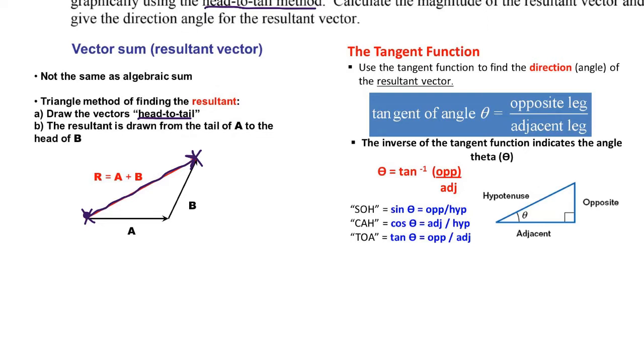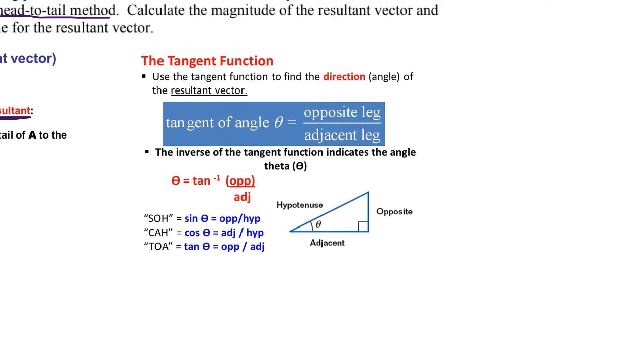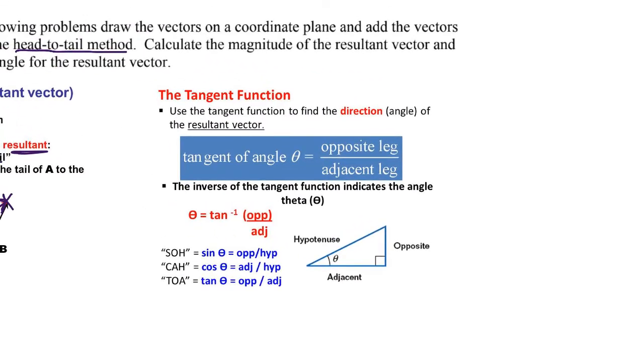Along with adding our vectors and looking at the resultant vector, we are also going to look at how to find the magnitude and how to find the direction angle. That's the next thing that we do here.